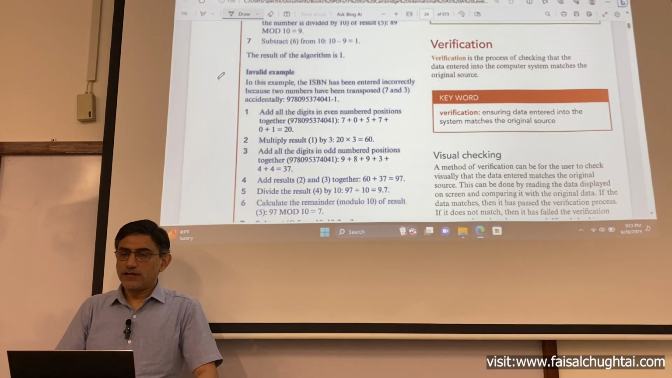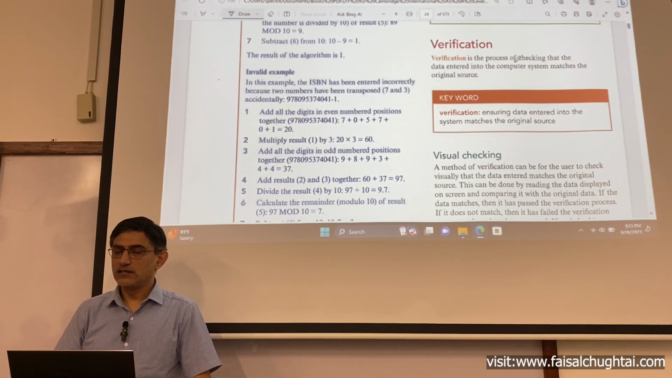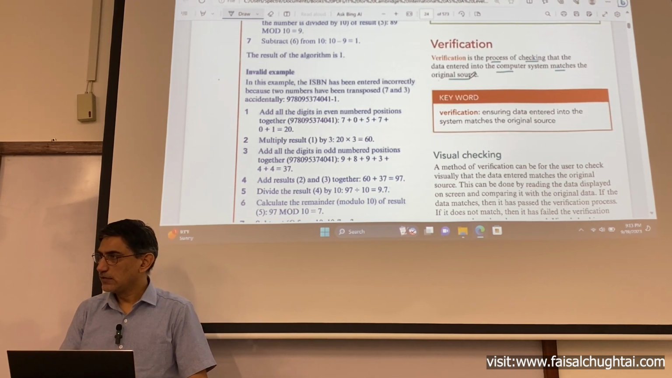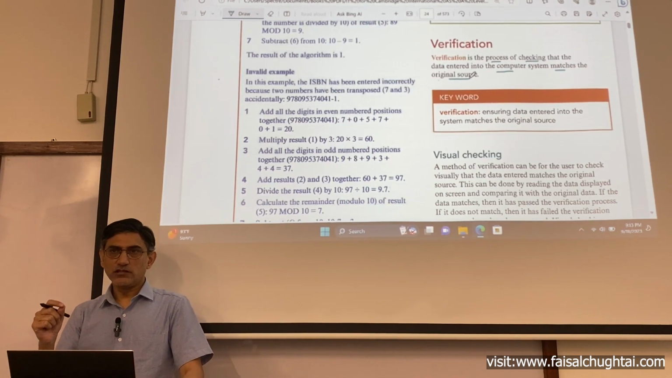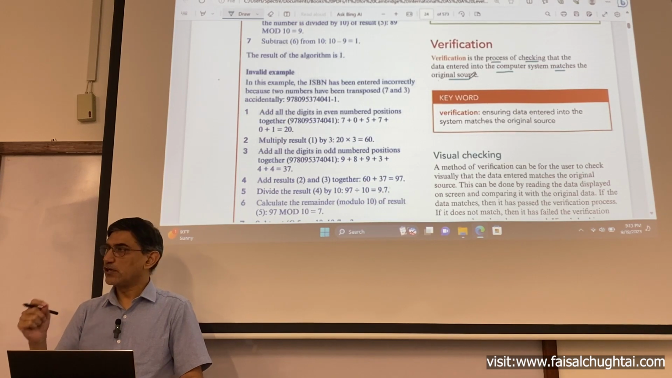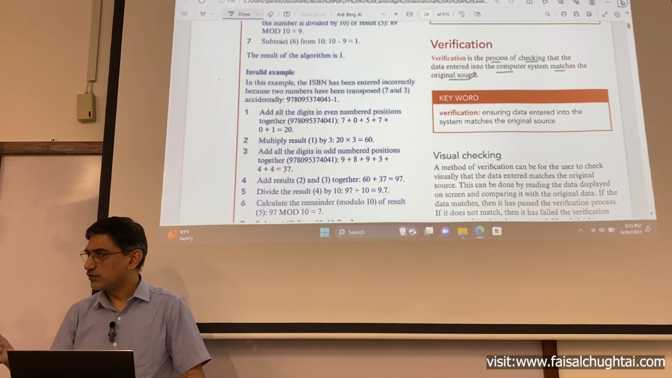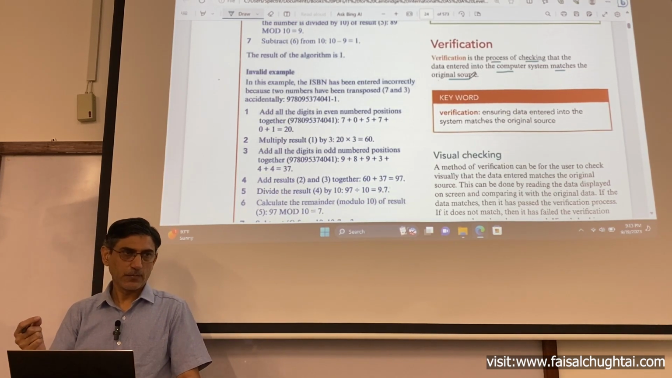So what is data verification? If you look at what has been described here about verification, it is the process of checking that the data entered into the computer or into the computer system matches the original source. So sometimes verification is a manual process of checking for errors in data.